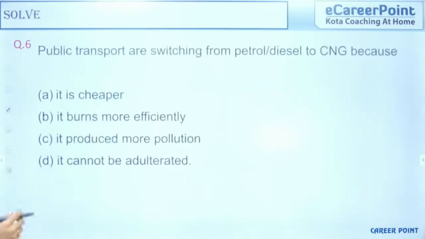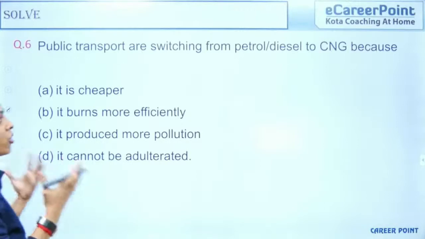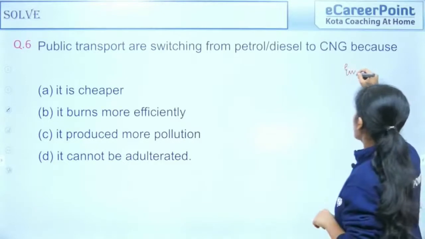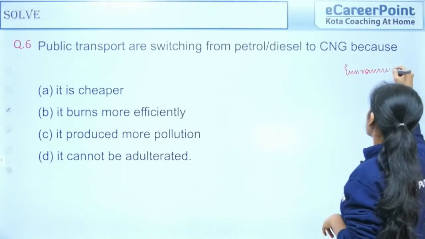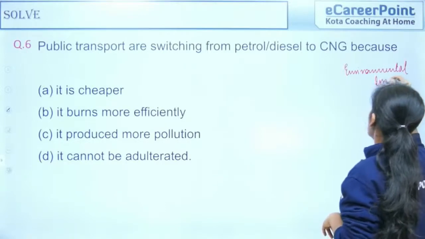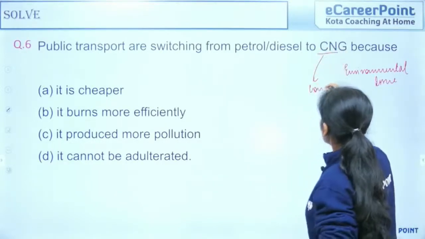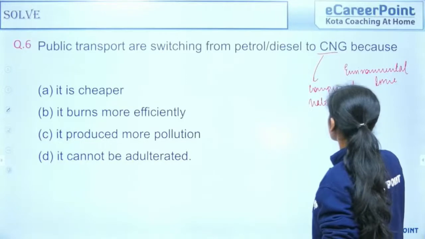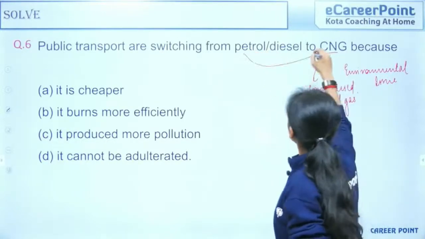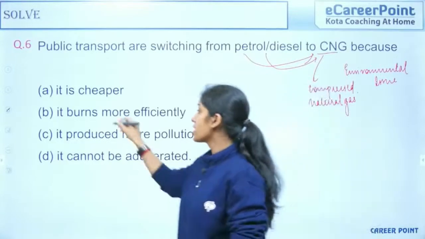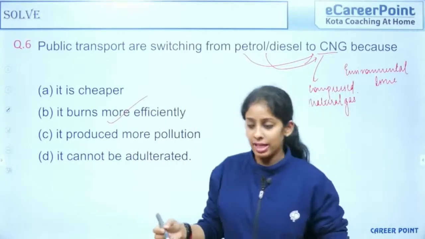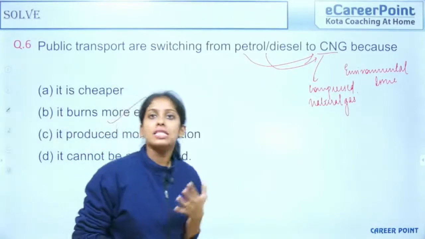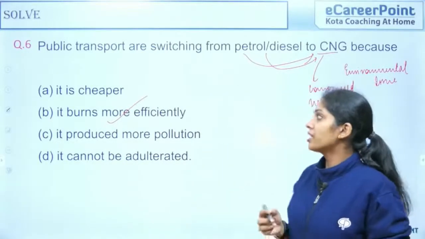So question 6. Public transport is switching from petrol or diesel to CNG because. So this comes from the last chapter in your class 12, that is Environmental Issues. CNG is compressed natural gas. So why are we shifting from petrol and diesel to CNG? Because it burns more efficiently. It does not leave any unburnt hydrocarbons or carbon monoxide, which in turn can cause a serious pollution issue. Alright, so here the answer is option B.